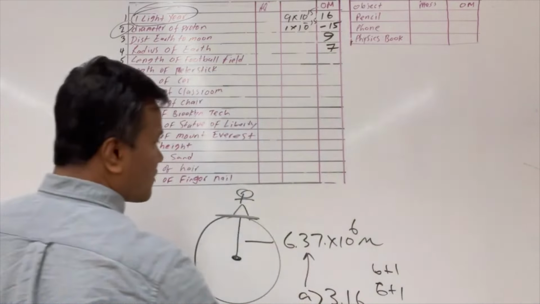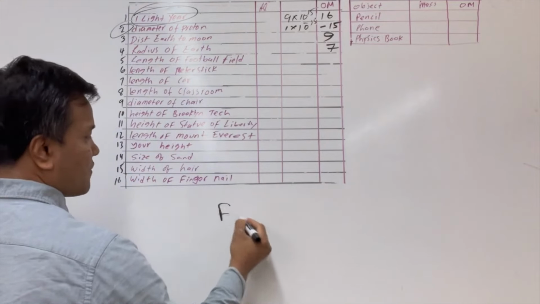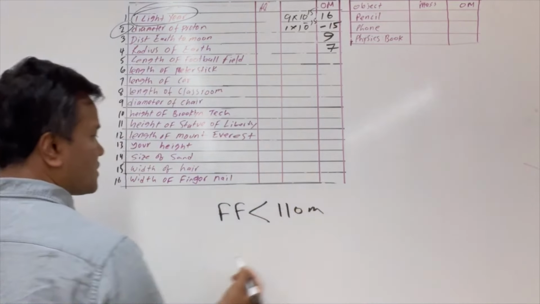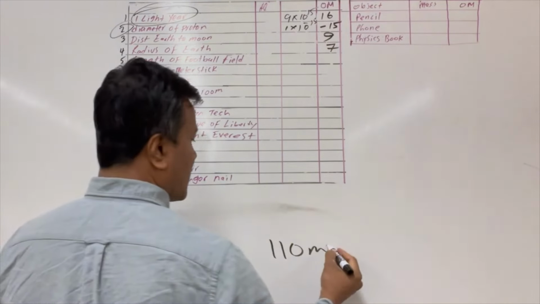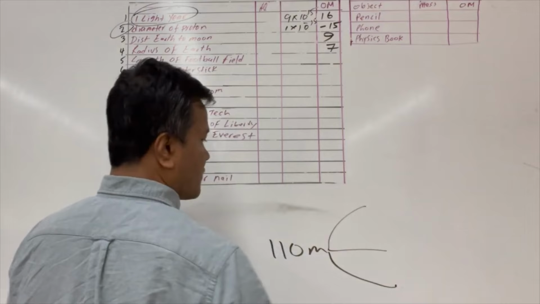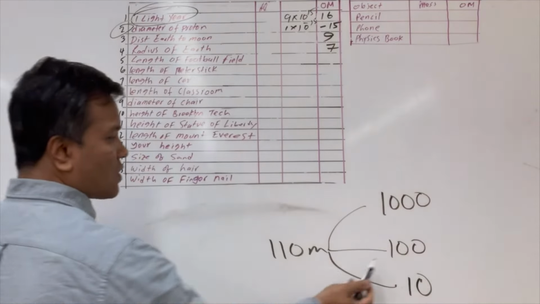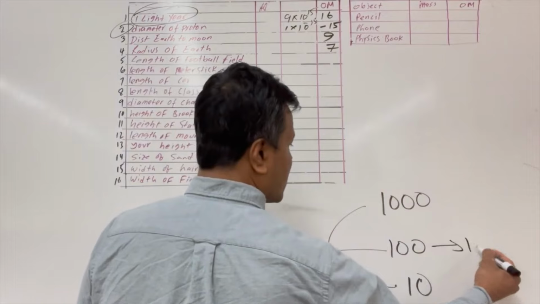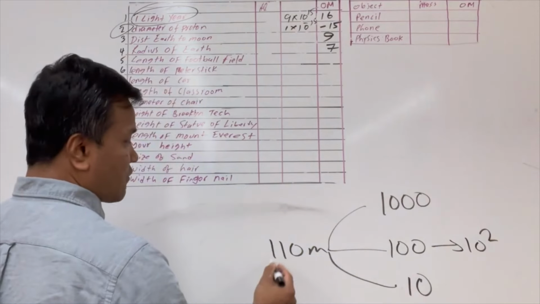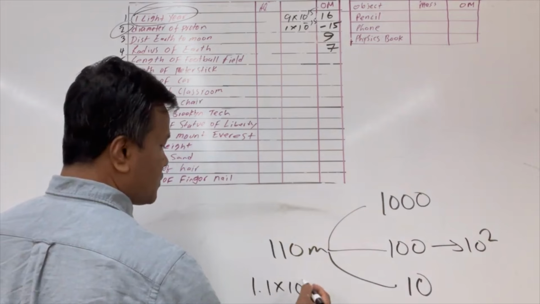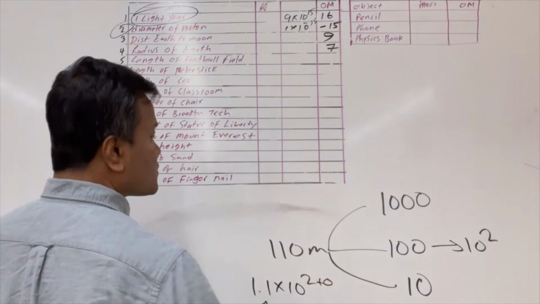All right, so length of a football field. When we talk about a soccer field or football field, it is always less than 110 meters and greater than 90 meters. So let's say 110 meters. All right, so 110 meters, what are our options? Let's give you three options. You have 100, you have 10, and you have 1000. Okay, so 110 is close to 100, right? So 100 is 10 squared. This is one way of doing it, or you can write scientific notation. So 1.1 times 10 raised to 2. 1.1 is less than 3.16, so 2 plus 0, so 2.